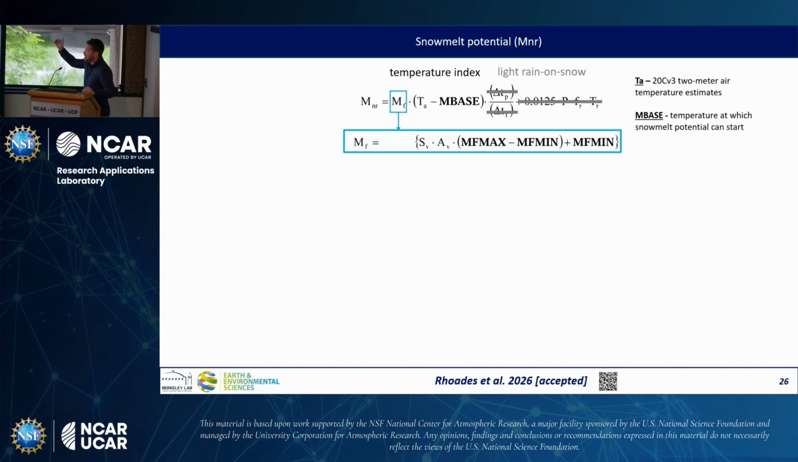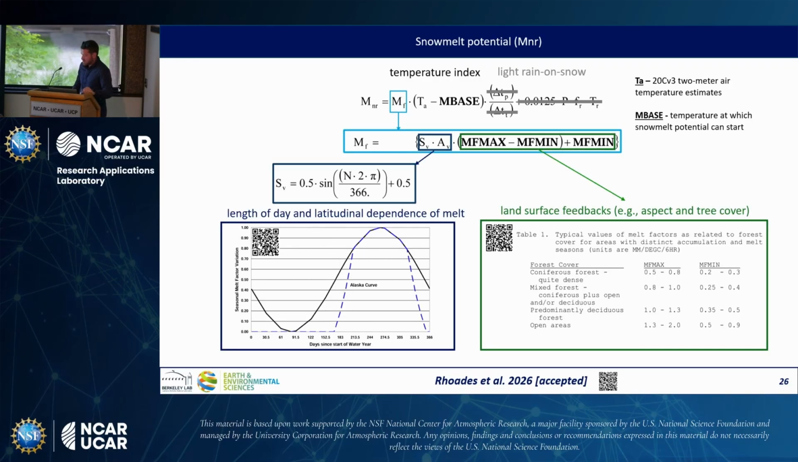So the TA is where temperatures from the 20th century reanalysis are coming in, and then we use this thing called M-base, which is the assumption of when you might start getting melt potential occurring. So we used just freezing for that. It would read in the 20th century reanalysis every 3 hours, and anytime you're below freezing, it would start to calculate melt potential. In the melt factor portion of the equation, it has these parameters I was mentioning, MF max, MF min, and some other parameters here. And I'll just explain what these are trying to accomplish.